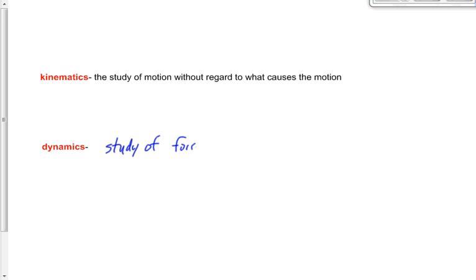So we're still going to look at motion here a lot. The equations that you learned in this unit, especially the group B equations, we're going to use quite often. But we're introducing now not only the motion itself, but what caused that motion in the first place. In other words, the forces that caused that motion.